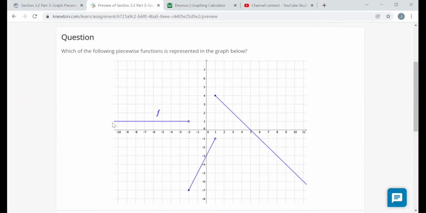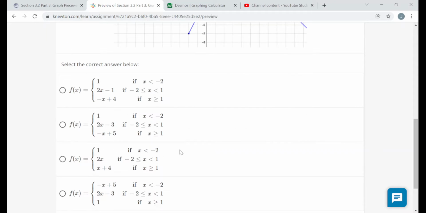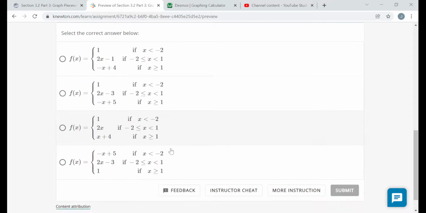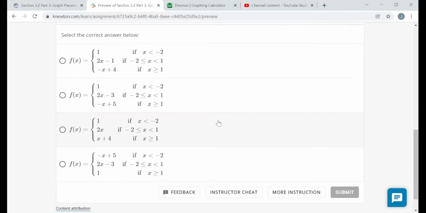All right, so here, horizontal line, just y equals 1 for values of x less than negative 2, but not equal to negative 2, right? Because you got a hole. So it's either option 1, 2, or 3. Right, they all have y equals 1 for x less than negative 2.